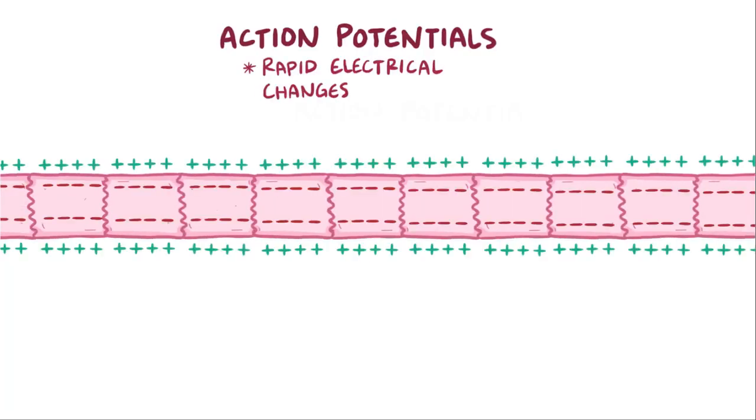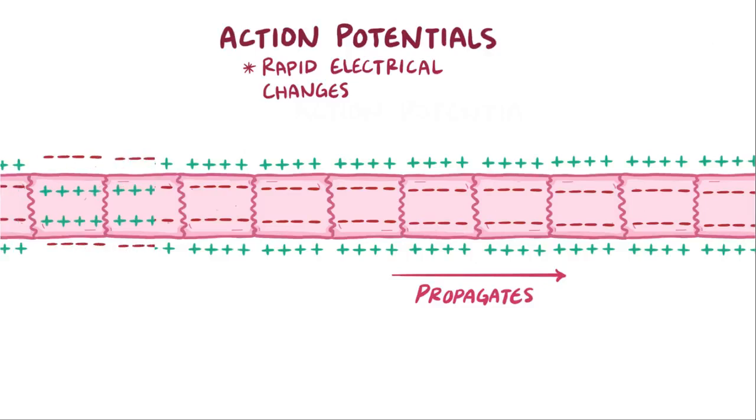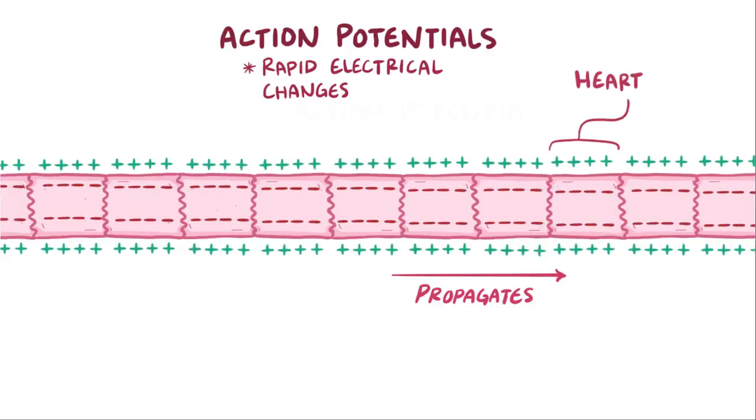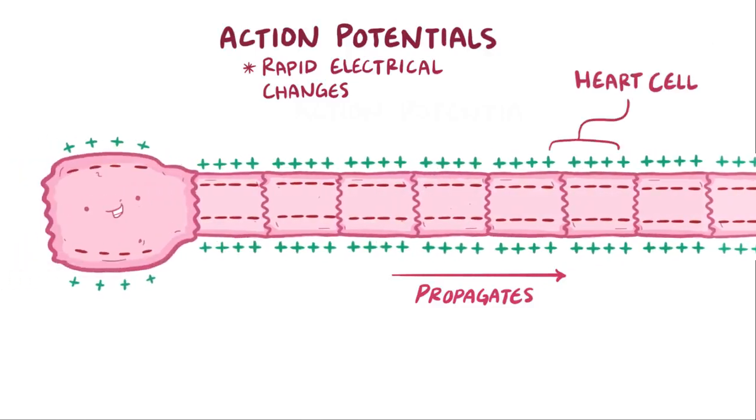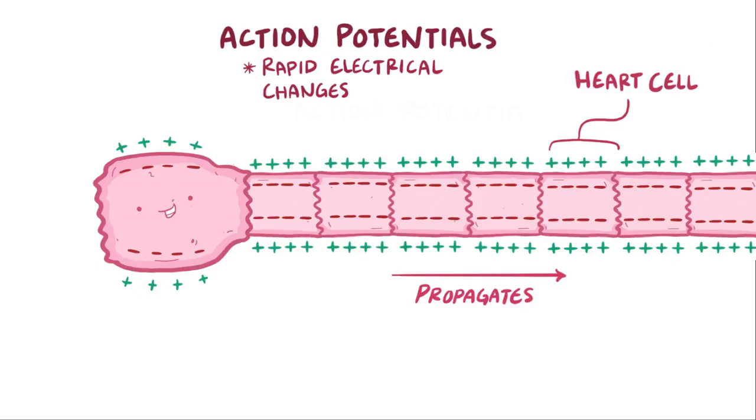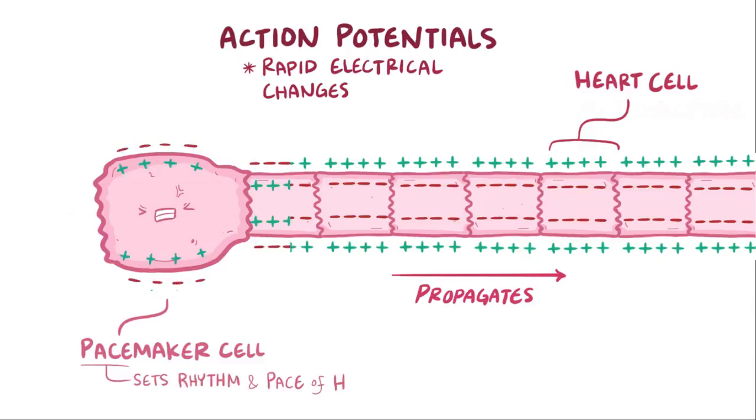Action potentials are the really fast electrical changes that happen across the membrane of certain cells, and often propagate from one cell to an adjacent cell, and cells in the heart communicate this way. Now, that signal's gotta start somewhere, so some of these cells, called pacemaker cells, have the responsibility of setting the rhythm and pace of the heartbeat.